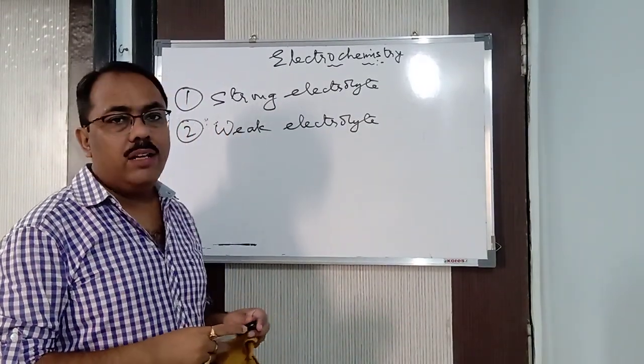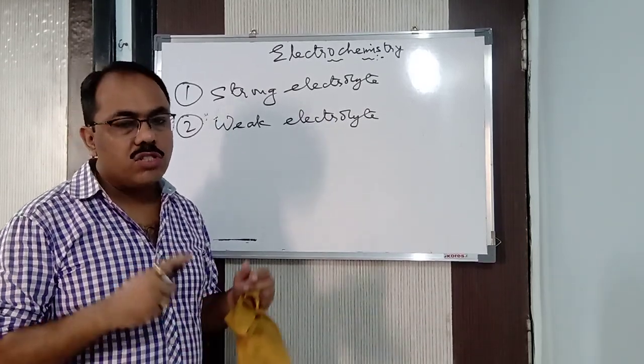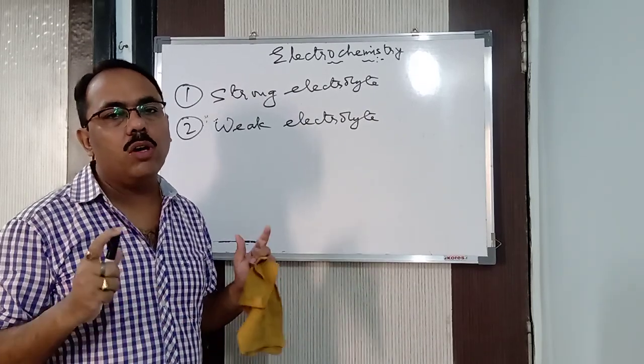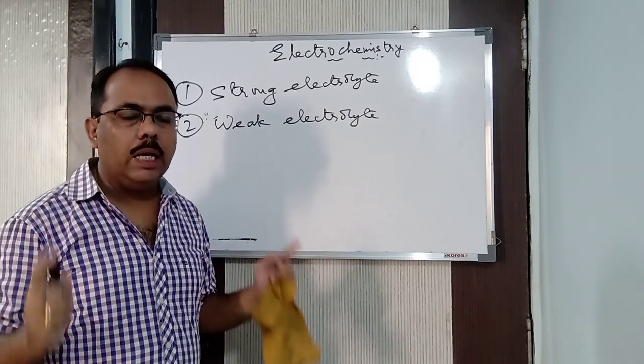The strong electrolyte is what? Strong electrolytes are those electrolytes which dissociate almost completely into their ions. They are known as strong electrolytes, which dissociate almost completely into their ions.